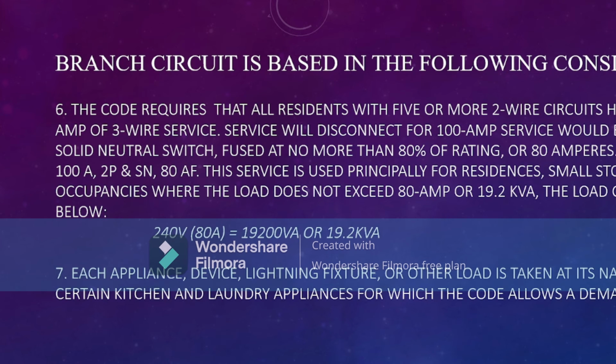Number 6, the code requires that all residences with 5 or more 2-wire circuits have a minimum of 100 amp 3-wire service. The service disconnect for 100 amp service would be a 100 amp, 2-pole and solid neutral switch with fuse at no more than 80% of rating, or 80 amperes. This is usually written 100 A, 2P, and SN 80 AF.